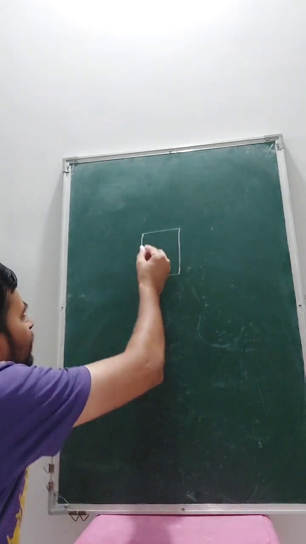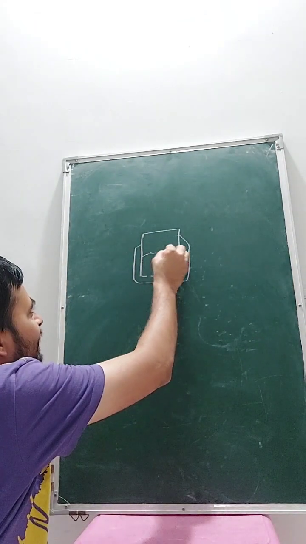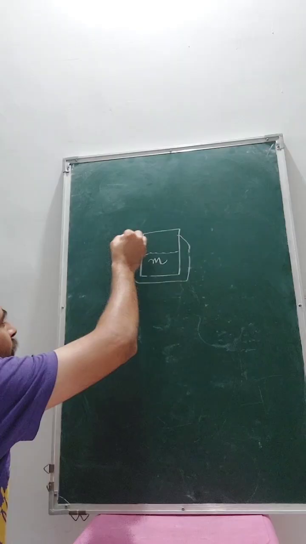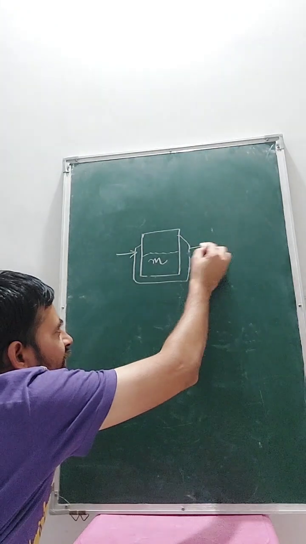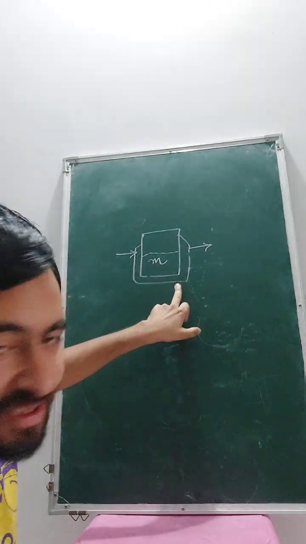Now let's say this is a jacket. Now you are taking some mass here. Let us say this is the mass. Let's say M is the mass. Now you want to heat a mass, so you will supply some heat from here in the jacket, and you will remove the heat from, like, steam. Condensate will be here. Obviously, condensate will be at the bottom of this.